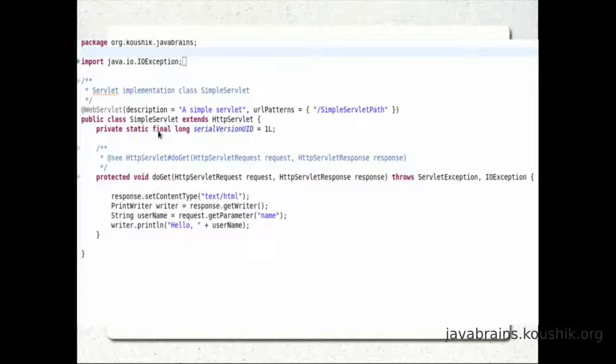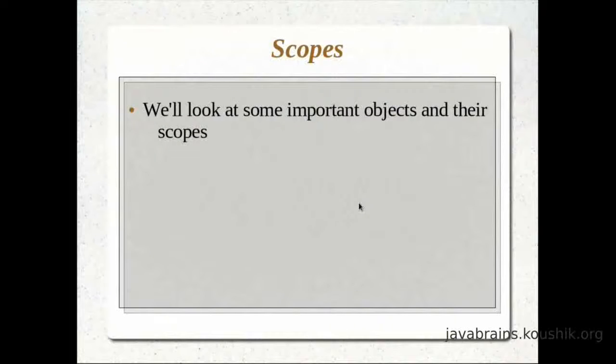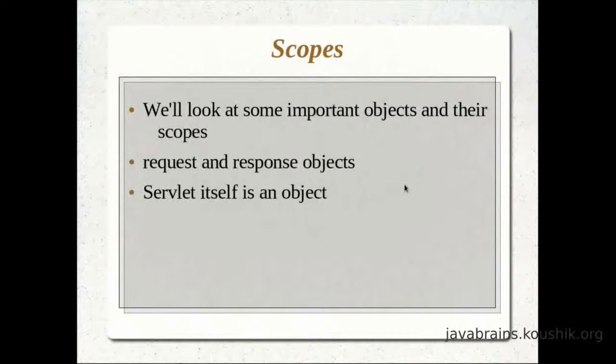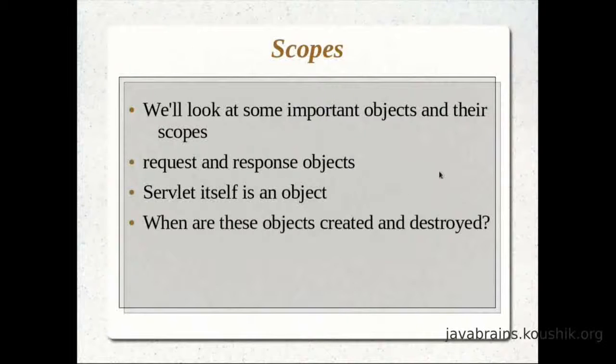We do not see any static method. So this servlet class itself has to be instantiated as an object for this do-get method to be called. So we have the request and the response objects and the servlet object itself. Now, when are these created and when are these destroyed? Before we go to the when, another question we need to answer is who creates them and who destroys them?